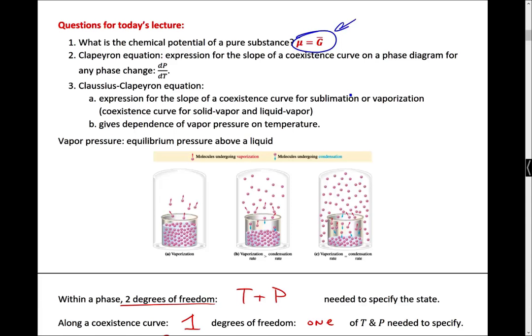So that basically says at this point, you have an equilibrium between the gas phase and the liquid phase. That pressure that's over this liquid is what we call the vapor pressure. It's the equilibrium pressure above a liquid.